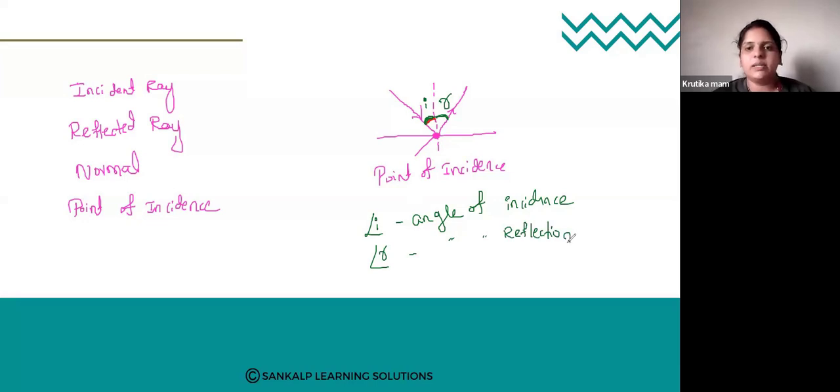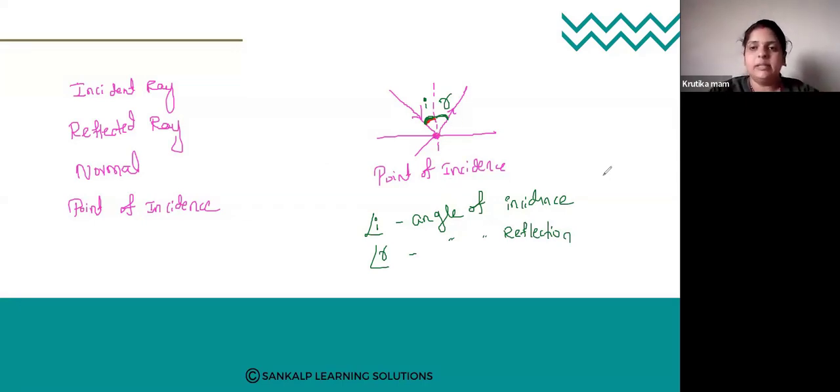So here we are able to see the two angles: one is the angle of incidence, one is the angle of reflection. So in total there are 6 points, 1 2 3 4 5 6, that you should know: the incident ray, the reflected ray, the normal drawn, the point of incidence, and the two angles. Very very important terms.